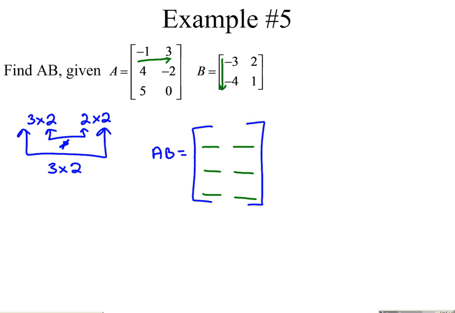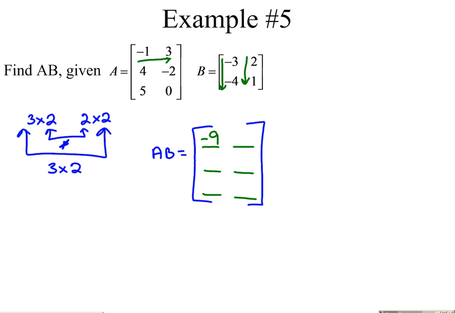So the first thing I do, start at the beginning of row 1, start at the beginning of column 1, and I take -1 times -3. -1 times -3 is 3. We go across the row and down the column, and then I multiply again. 3 times -4 is -12. So what we get for the first entry, we have 3 plus -12. 3 plus -12 is -9. There's our first entry.